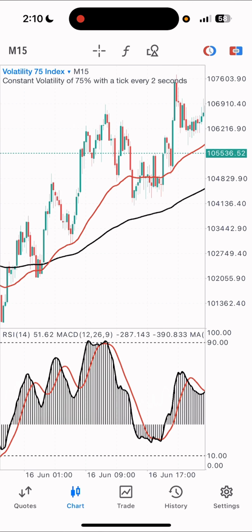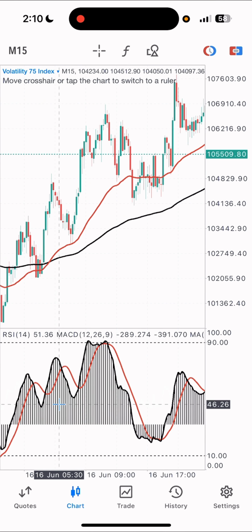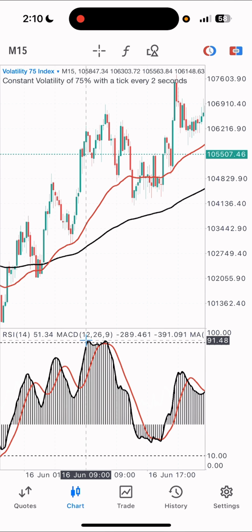Then again, once this moving average right here, which is this black line, gets to this point, the market would sell for a short period of time on the higher time frame, like the 15-minute time frame.